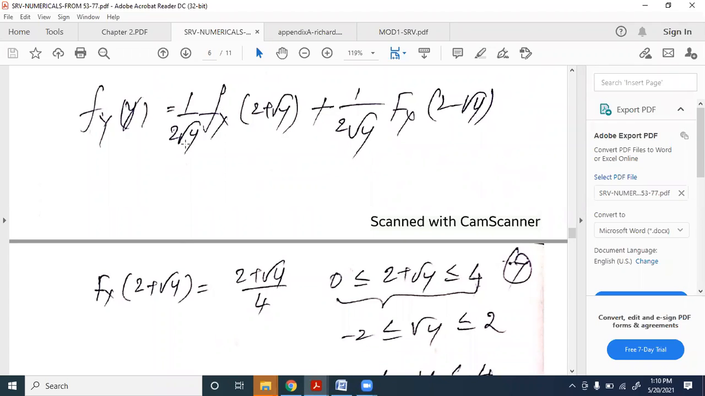The value of Fx(2 plus root y) will be equal to (2 plus root y) by 4. We know that Fx(x) is equal to x by 4, so that gives 2 plus root y by 4, and that will be between 0 less than 2 plus root y less than 4. If you try to solve this, you can take the 2 on this side, and it will become minus 2. If you take the 2 on this side, it will become 4 minus 2, that will be plus 2.